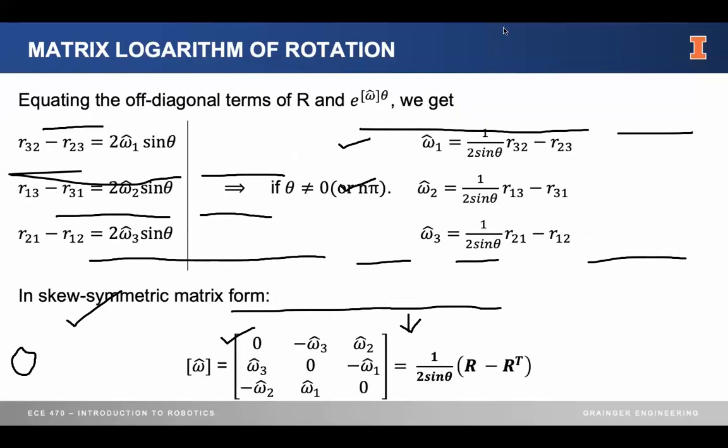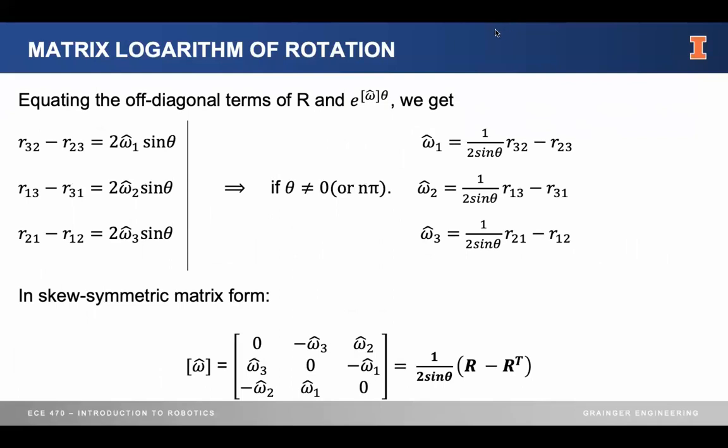Now we equate the off-diagonal terms of the rotation matrix R and the matrix e raised to omega hat theta we obtained in the last slide, and we get R32 minus R23 equals 2 omega hat 1 sine theta, R13 minus R31 equals 2 omega hat 2 sine theta, and R21 minus R12 equals 2 omega hat 3 sine theta.